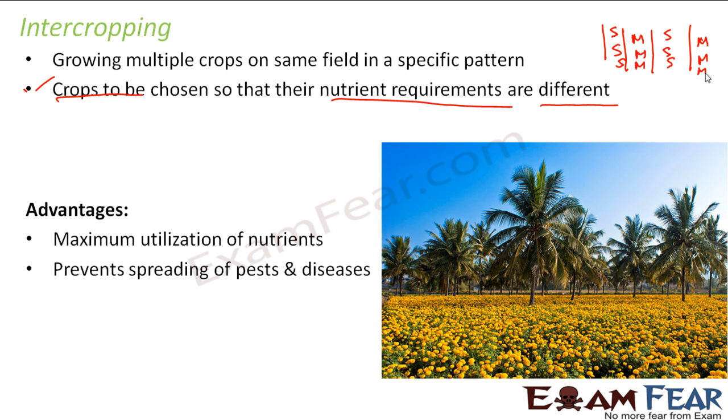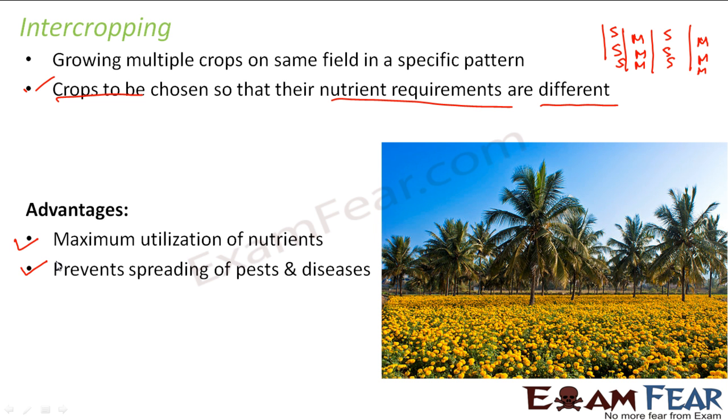Prevent spreading of pests and disease. How? Since there are two different plants with different nutrient requirements, the diseases which happen in them will also be different. Suppose if you have a wheat monoculture, if some of the wheat plants get a disease, it will spread to all the wheat plants. But in case of intercropping, it is not like that.